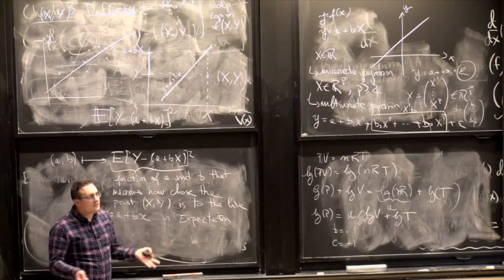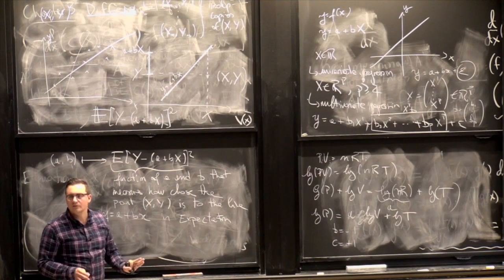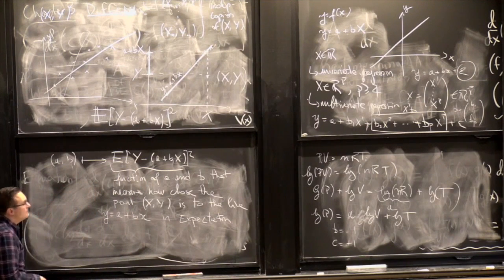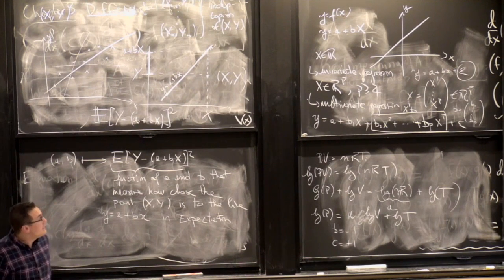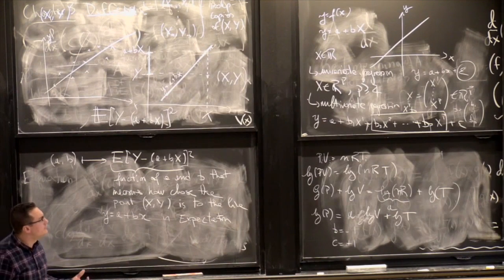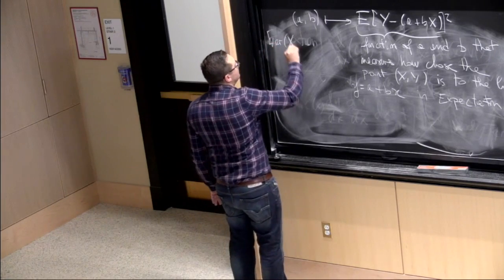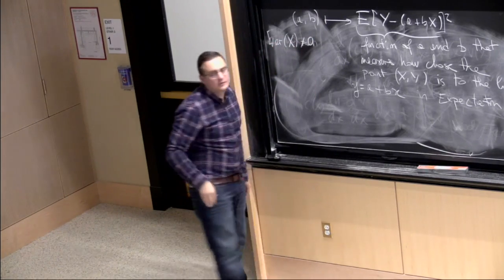If they're far, it's going to depend on how much noise I'm getting, but it's still going to be minimized for the best one. So let's minimize this thing. Here, I don't make any assumption on the distribution of x or y. Here I assume somehow that the variance of x is not equal to 0. Can somebody tell me why?